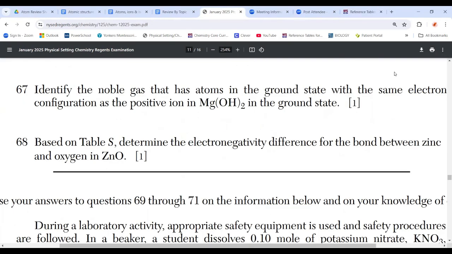So the answer to number 67 is just neon. Because this question says identify, you don't have to explain, you don't have to write a sentence, you don't have to say anything else. You just have to say it's neon. And if you want, you can just say Ne. Just make sure you don't put N, because if you put N, it's nitrogen and it's wrong. So I almost would rather you just write out the name of the element.